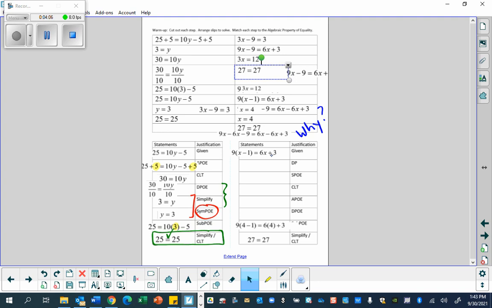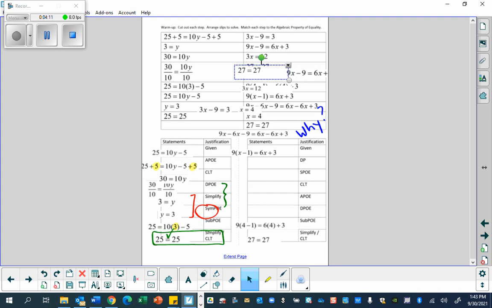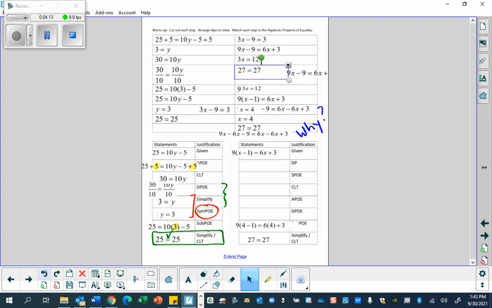9 times the quantity x minus 1 is equal to 6x plus 3. And then what I'm going to do is go ahead and this is where I was subtracting 6 from each side. And this was where after I combine like terms, right? I can't find the result. Oh, here she blows. There's my result of my distributive property. 9 is a coefficient, goes in front of x minus 1.